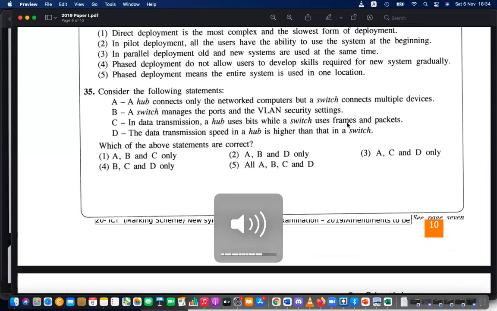Okay. Consider the following statements. A hub connects only network computers, but a switch connects multiple devices.